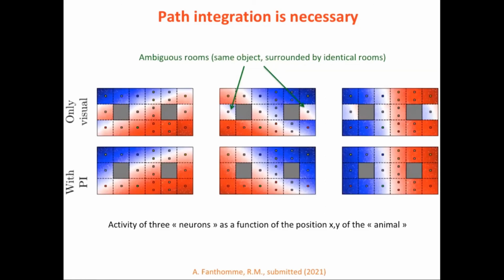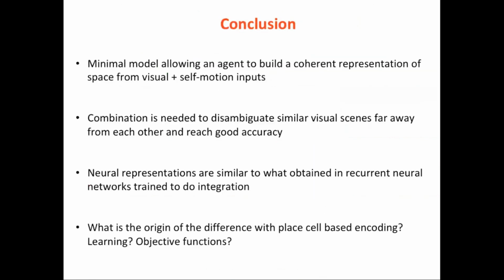Okay, so I will stop here, and I will take questions. What I wanted to show you in the last part was the minimal model allowing an agent to build a coherent representation of space from visual and self-motion inputs. This is based on a combination which is absolutely needed to disambiguate similar visual scenes far away from each other and to reach good positional accuracy.